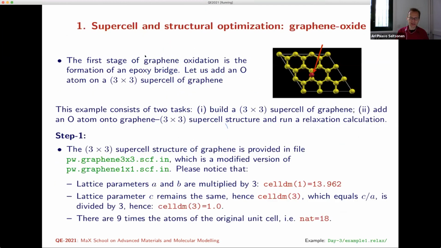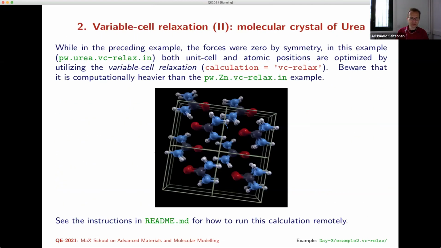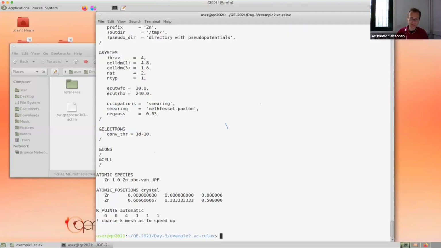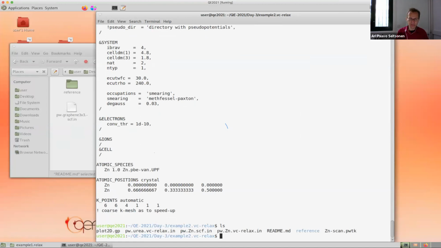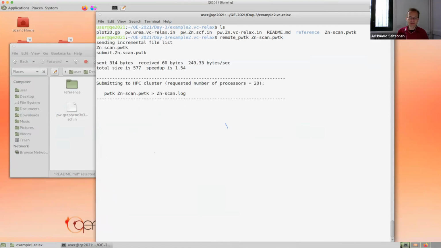So let's try that. So we come to the zinc example. Sorry, I went a bit too far. So the zinc example, so the manual way. Let's try the manual way first. So that's a PWTK script. Sorry. So there's this zinc file. So let's try remote PWTK zinc scan PWTK. And we hope for the best that it's working now.